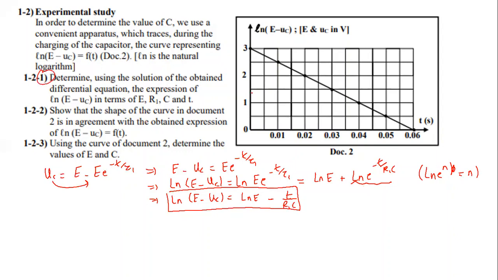Show that the shape of the curve in document 2 is in agreement with the obtained expression. So if I look here at the graph, this is document 2. The graph shows us a line not passing through the origin and decreasing. So first I will say that according to the graph, I have a line not passing through the origin and it's decreasing.